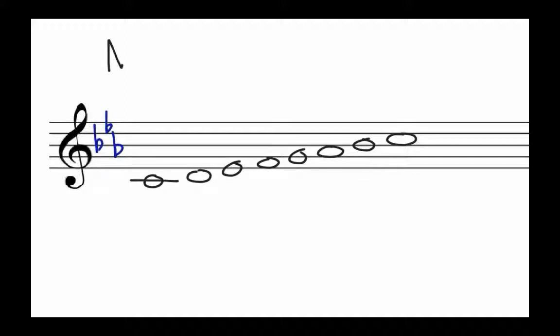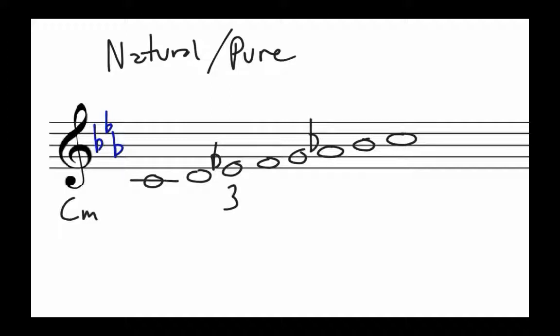This is called the natural or pure minor scale. It's basically its basic form. It's the relative minor of E flat major. So C minor with an E flat, that's a lowered third scale degree. With A flat, that's a lowered sixth scale degree. And B flat, that's a lowered seventh scale degree. That's a C pure or natural minor scale.